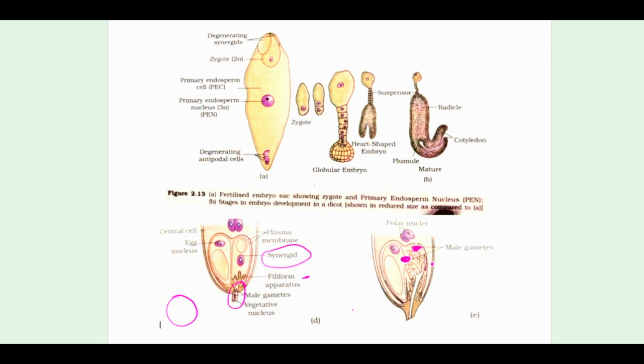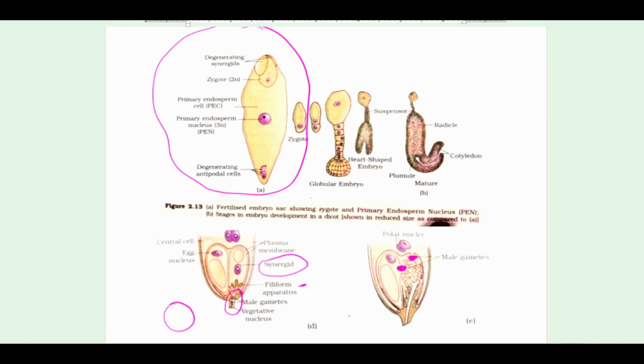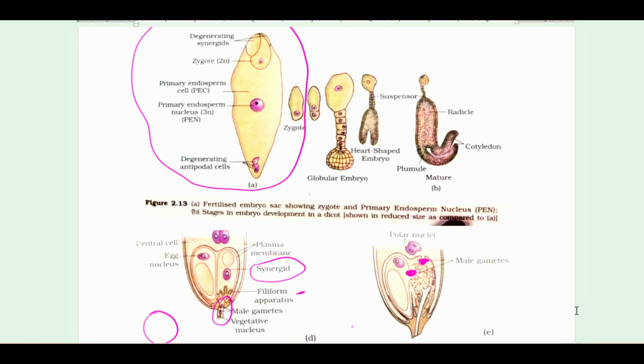The third diagram, which you can see here, I'm talking about this diagram. Now, the diagram which you can see over here is the diagram of the embryo sac just after fertilization. So what exactly happens just after fertilization? As you can see in the embryo sac, as I told, these antipodals, this diagram they have made inverted. So you should not be confused about how synergids are coming at the top.